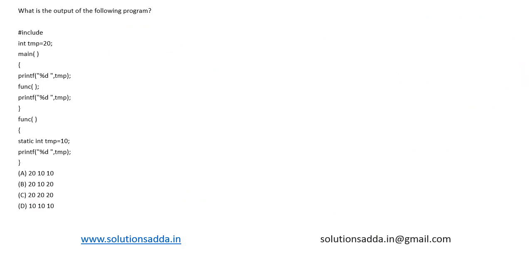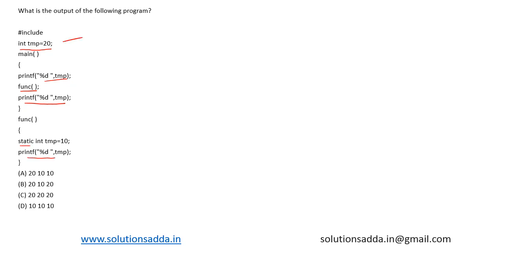This is a question from C programming. What is the output of the following program? We have a global variable temp which is equal to 20. Then we are printing the value of temp. Then we are calling a function. Then we are again printing the value of temp. In the function, temp is declared as a static int, and again we are printing it.